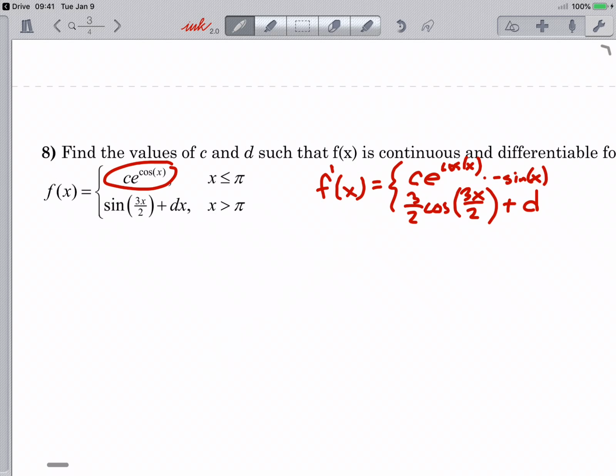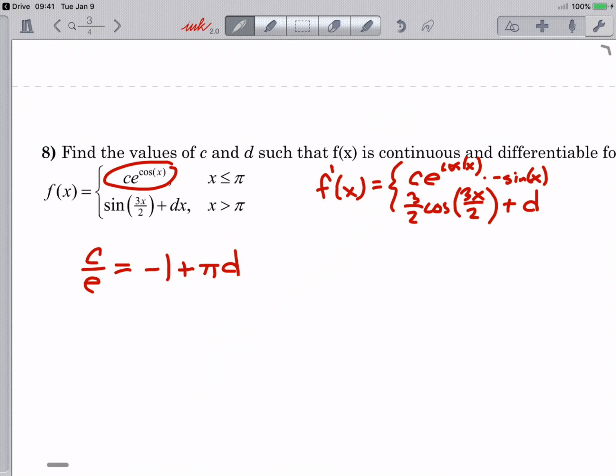E to the -1 is simply 1 over e. So I get c over e for my left limit. Now the limit as x goes to pi from the right of f of x, I'm going to plug pi in here. Sine of 3 pi over 2 is -1. So I get -1 plus pi times d.